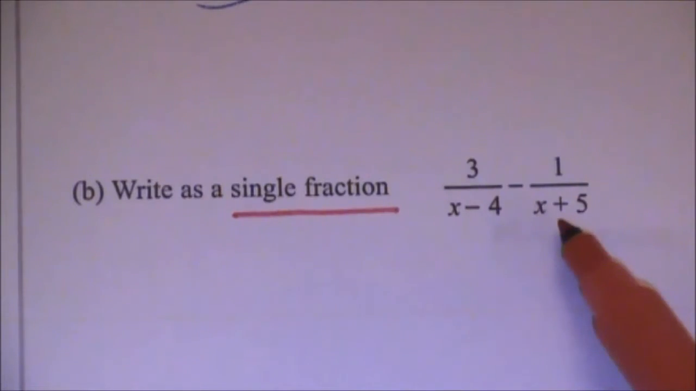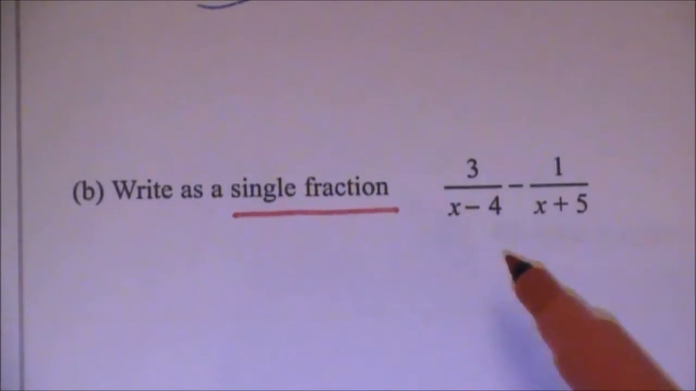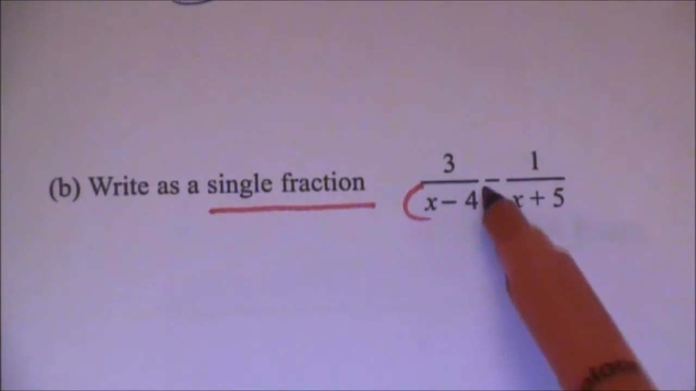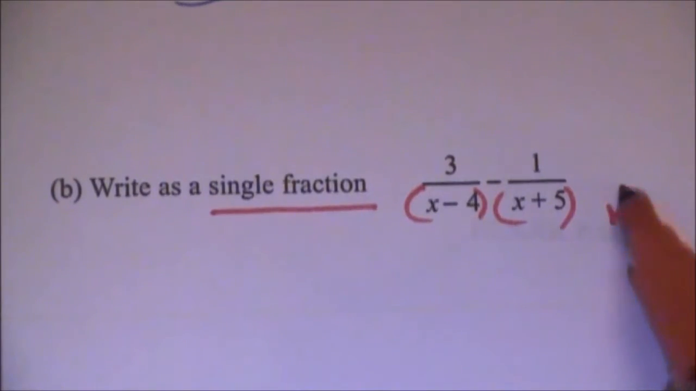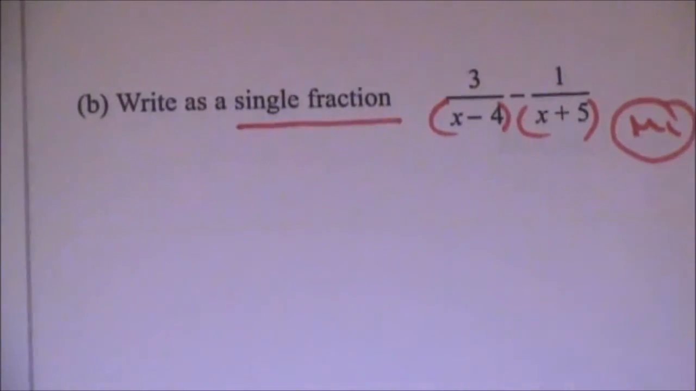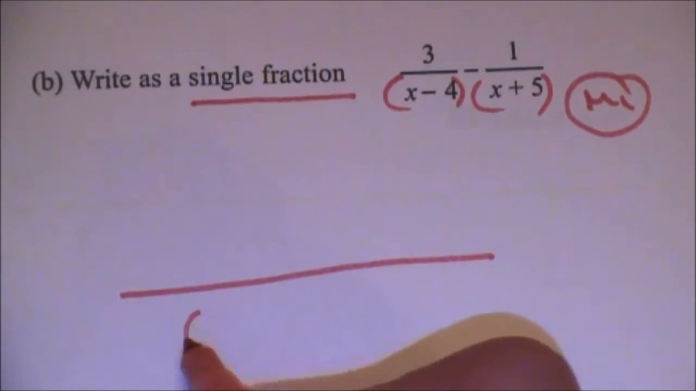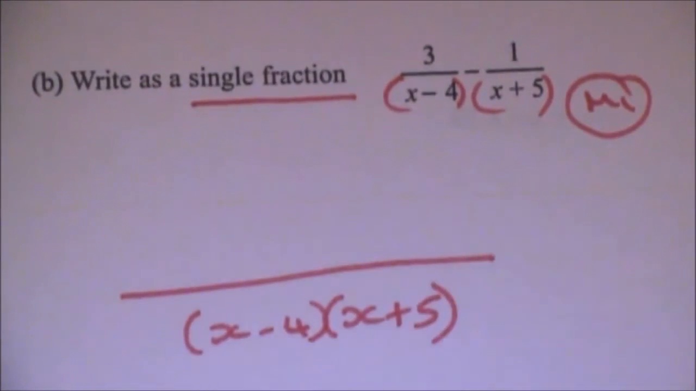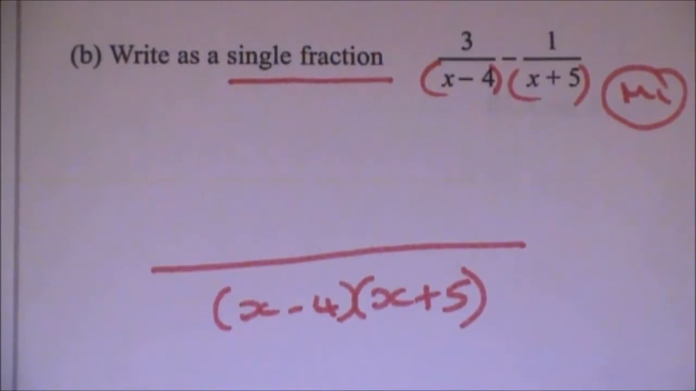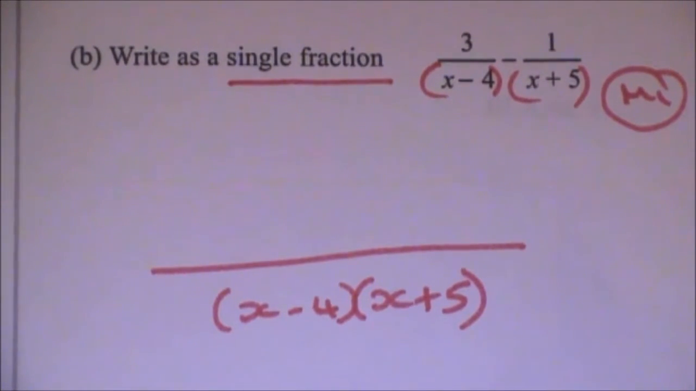Now, whenever you have algebraic fractions and you're adding them or taking them away, the first thing you should always do is multiply your denominators together. And straight away that gives you one of your 2 marks. So I want it as a single fraction. And the bottom of that fraction is going to be x minus 4, x plus 5. I do not even need to multiply those brackets out. We all know I love multiplying brackets out, but I don't need to because it's as a single fraction with those at the bottom. I don't mind the brackets there.